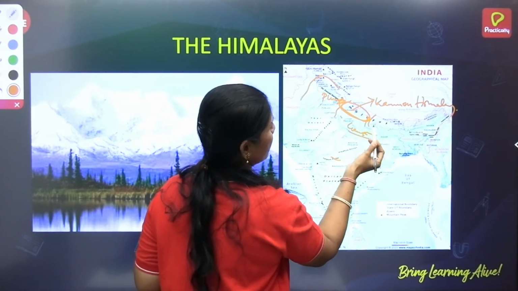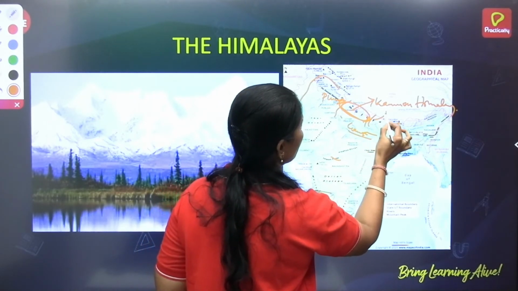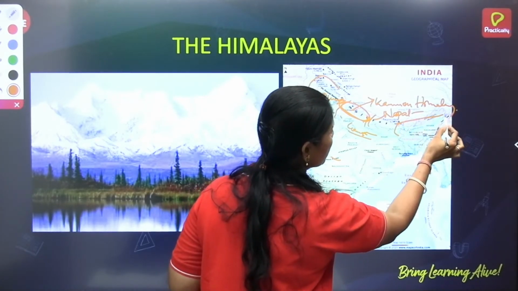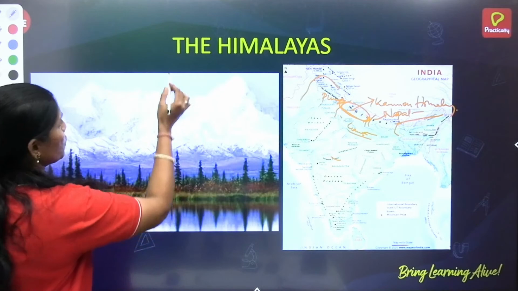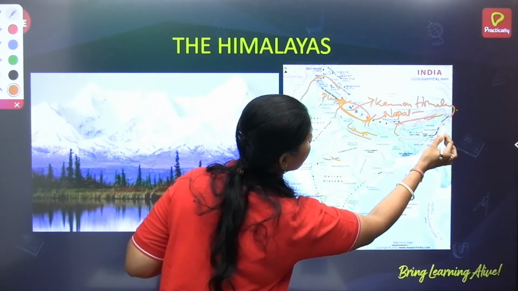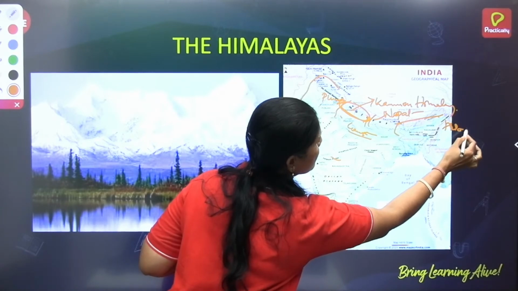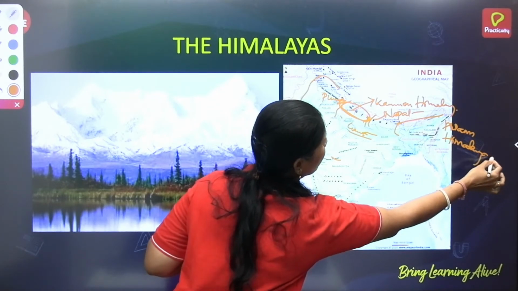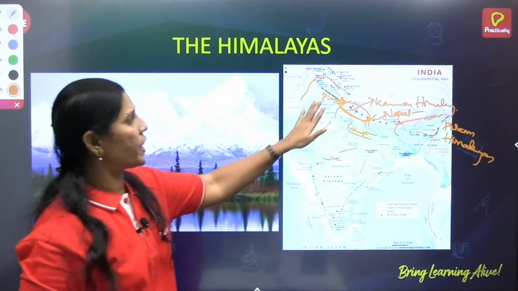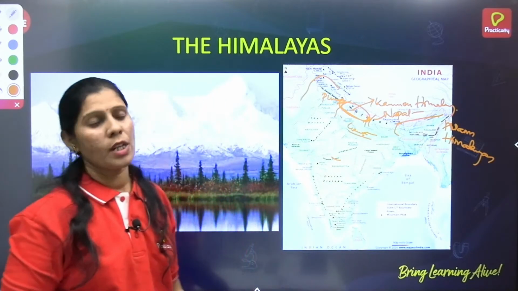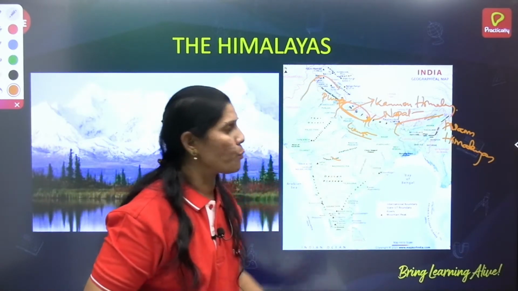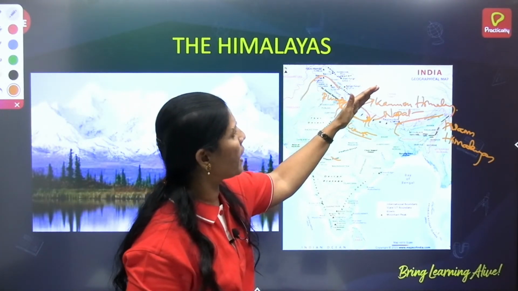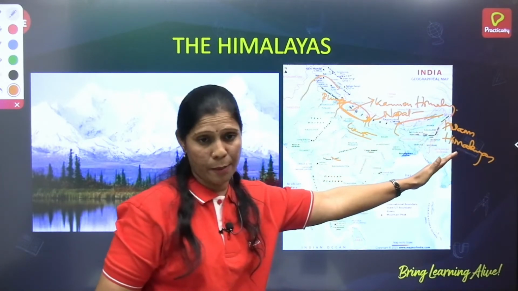And coming to Ghangar to Tesita, it's called Nepal Himalayas, and from Tesita to Dibang rivers we call them Assam Himalayas. So based on the river basins also, the Himalayan region has been divided. That means Punjab Himalayas, Humayun Himalayas, Nepal Himalayas, Assam Himalayas.